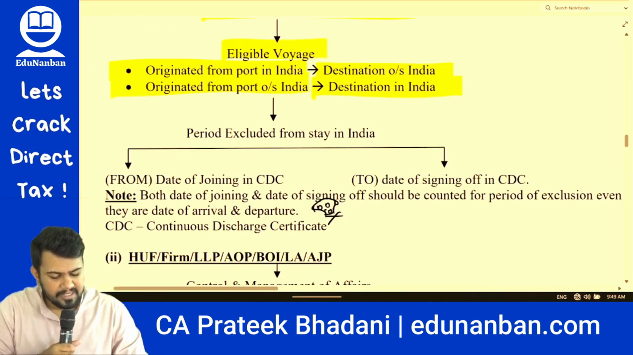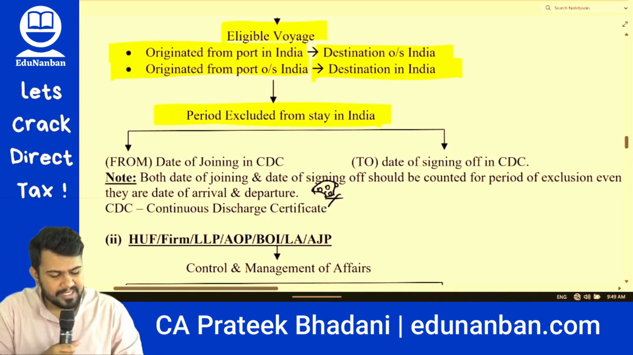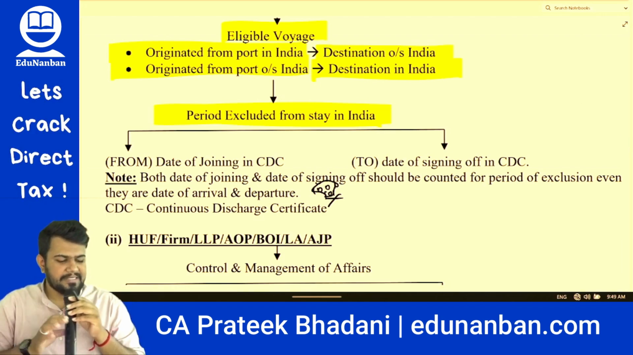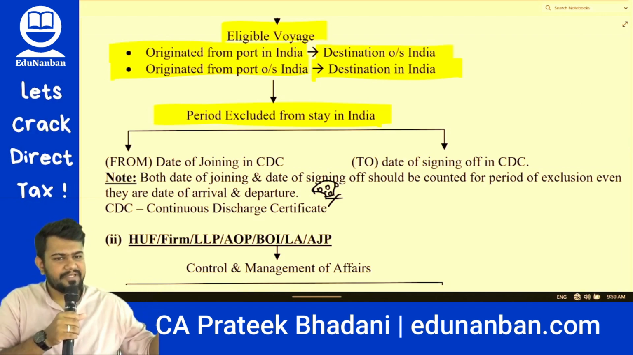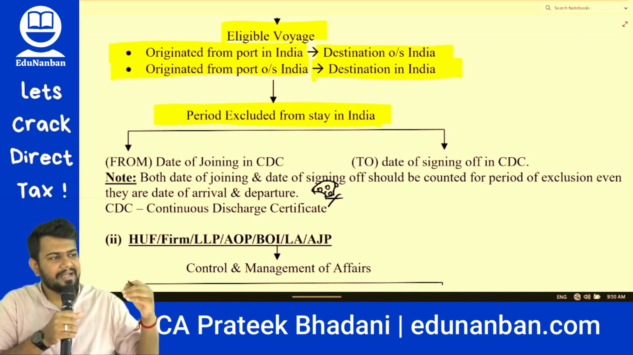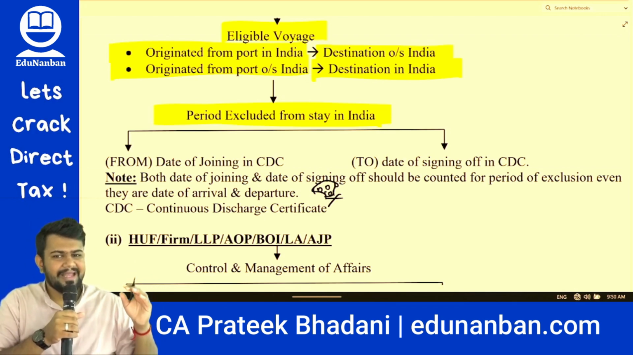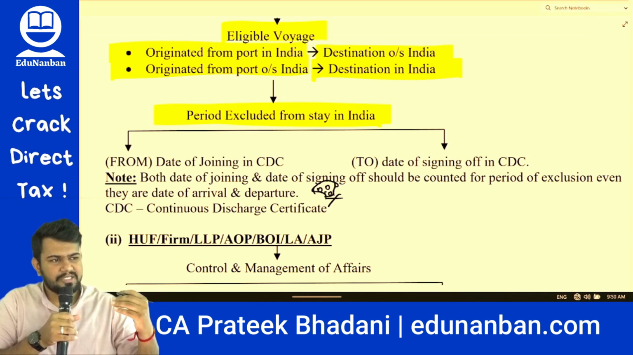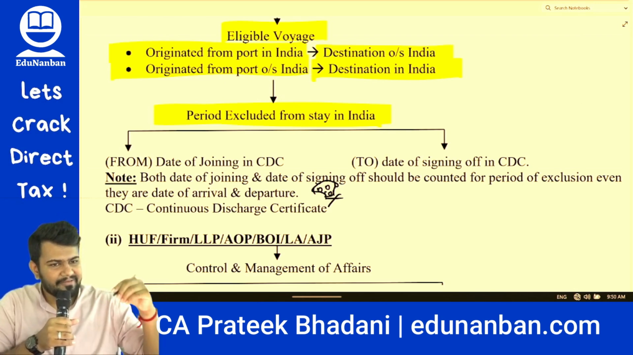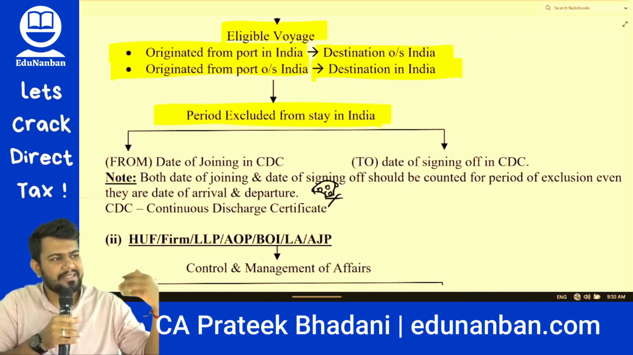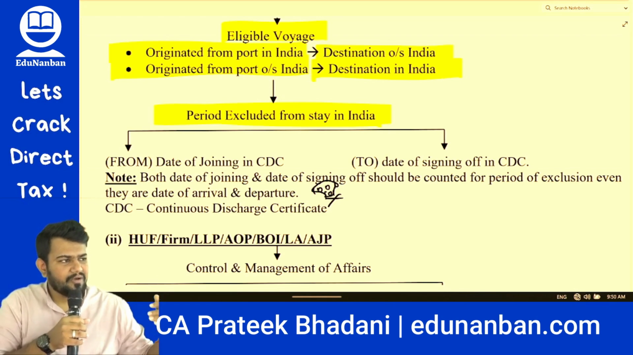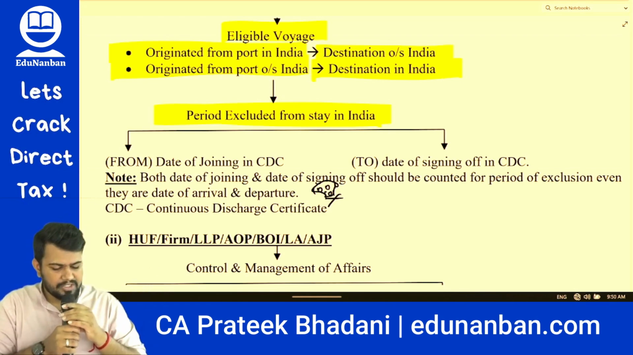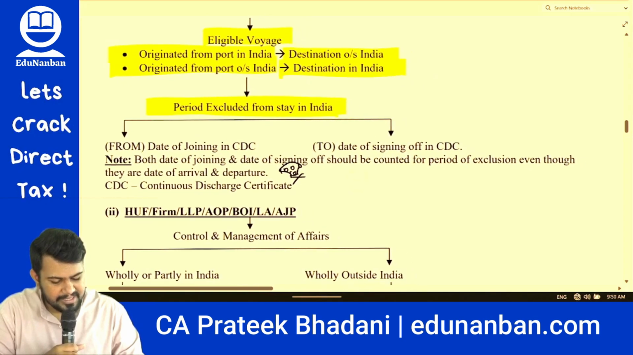In such case, the period excluded from the stay in India should be from the date of joining in CDC to the date of signing off in CDC. CDC means what? Continuous discharge certificate. It is nothing but a register. So when the crew members are entering the ship, they will join the CDC and then enter the ship. When they are coming out of the ship, they will sign off from the CDC and come out from the ship. So this is only the continuous discharge certificate.